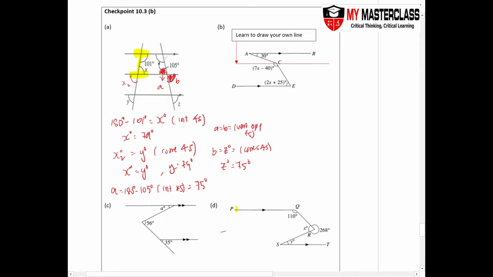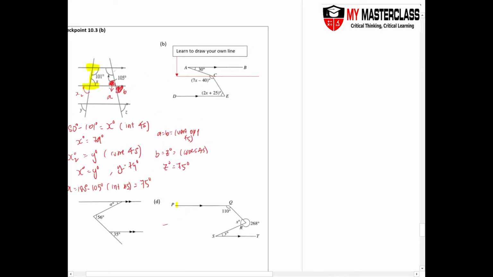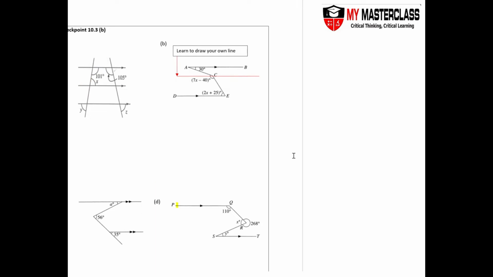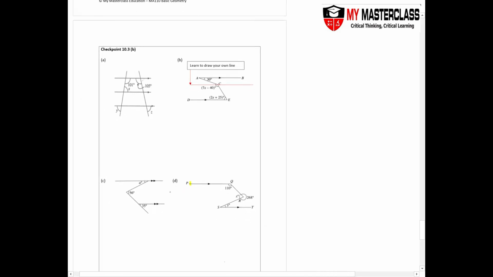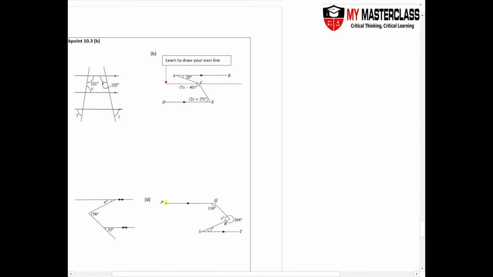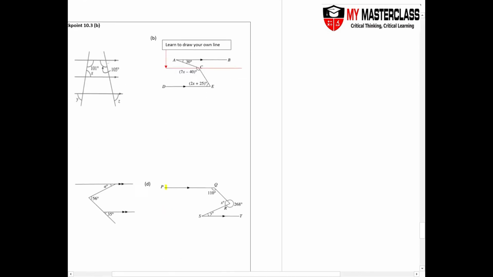Now, once done, let's take a look at part B. Let me change the color. In the topic of basic geometry, let's take a look at checkpoint 10.3 part B. These kinds of diagrams require you to draw your own line. For example, let's see C. You realize that I didn't draw the line for you, so you are required to draw your own line. In part B, I've already drawn this line for you, so it's easier for you to see. Now let's take a look.